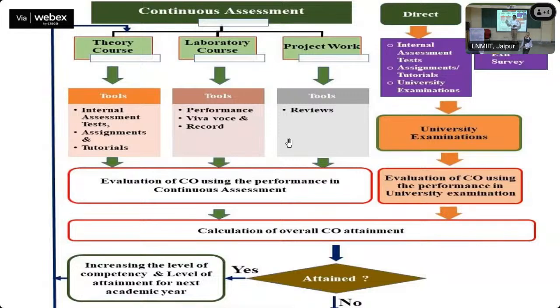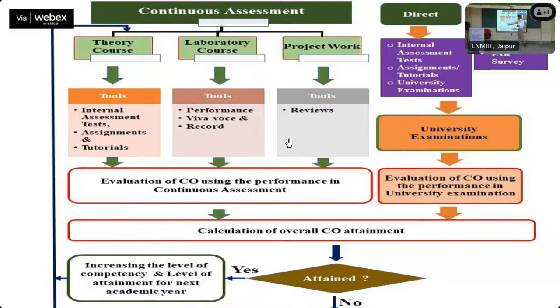Curriculum is fixed, then we do the teaching learning process, and then attainment calculation comes at the end of the semester once the examination is over. So what are the different tools? Internal assessment, maybe quiz, assignments, and tutorials. Then it may have performance, viva and laboratory record if it is a lab course. Then we have reviews. Why reviews? Because we have to show continuous assessment of project work. Okay, so these are the components we have.